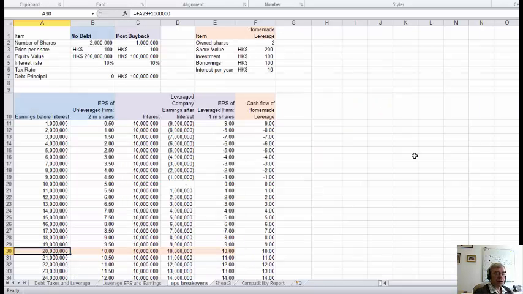If the earnings before interest are $20 million and there are 2 million shares outstanding, then the earnings per share is $10. If the company is leveraged, from the $20 million earnings before interest, we have to subtract $10 million of interest, giving us $10 million earnings after interest. If there are 1 million shares outstanding, the EPS of the leveraged firm is also $10.